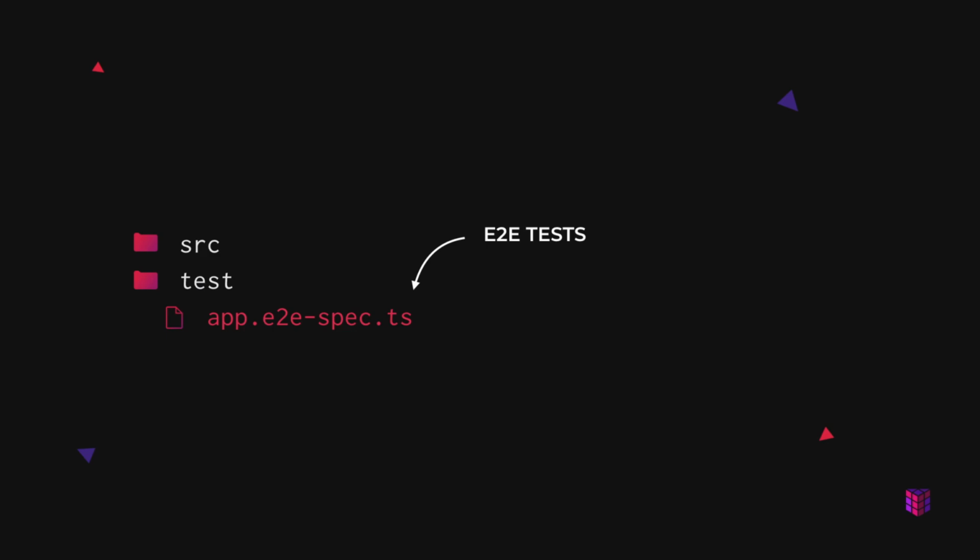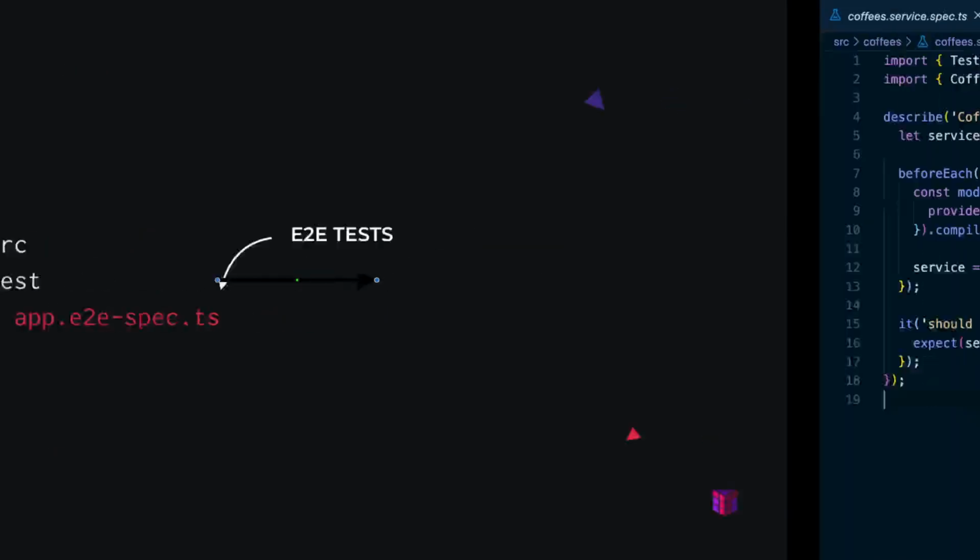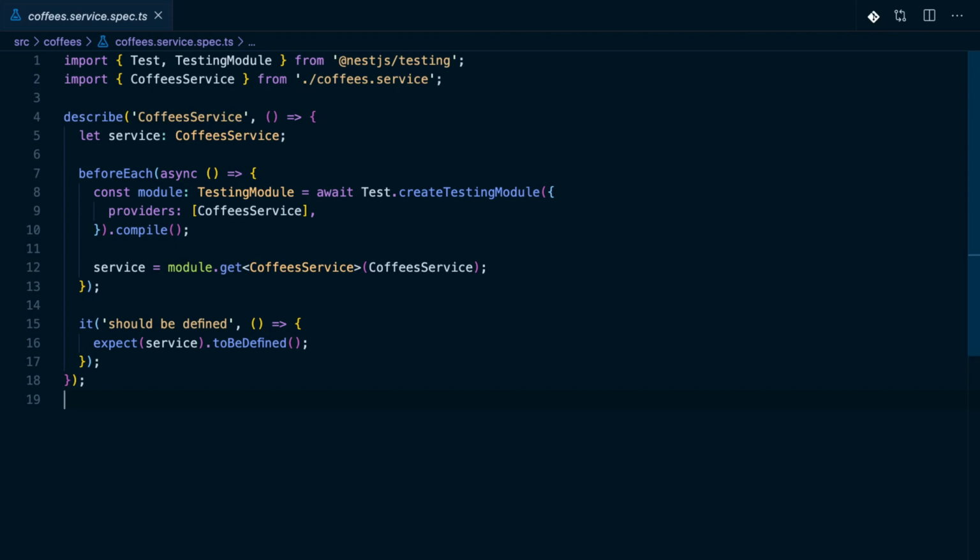To better understand how tests look and how they work, let's open up the coffee service spec file we haven't looked at yet and walk through everything step by step. First, we can see the describe function that defines a block which groups together several related tests. In this case, the describe block is grouping all of the unit tests that concern the coffee service class.